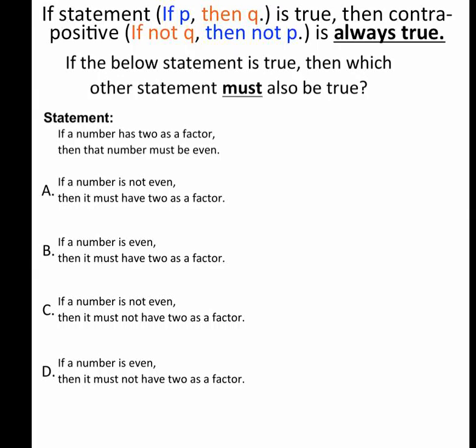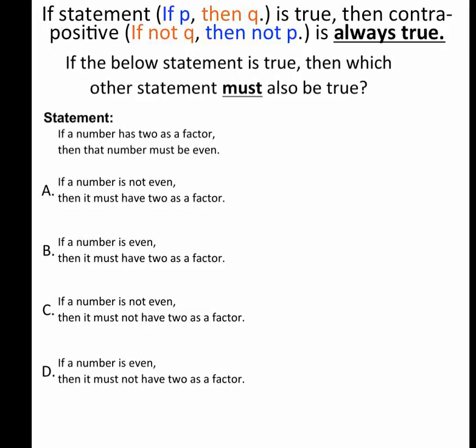And I know that if the statement is true, then the contrapositive is always true. So if the statement if P then Q is true, then the contrapositive if not Q then not P is always true. To solve this problem, I will identify the P and the Q part within my statement. Then I can go through the four possible answers and figure out which one is if not Q then not P, which I'll know is my contrapositive and it must be true.